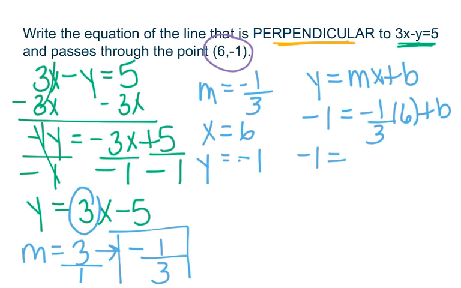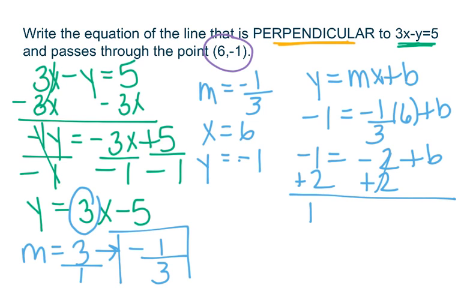So if I plug that into my calculator, I get -2, and then I solve for b by just adding 2 to both sides. That will give me that 1 is b. So finally, the equation, since that's what they asked for, is y equals -1/3 x plus 1.